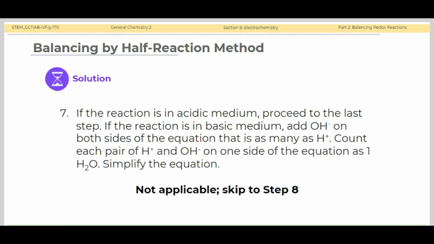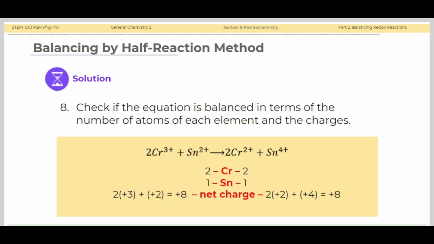7. If the reaction is in acidic medium, proceed to the last step. If the reaction is in basic medium, add 1 hydroxide ion on both sides of the equation for every hydrogen ion. Count each pair of hydrogen and hydroxide on the same side of the equation as water. Simplify the equation. This step is not applicable since the ions involved do not have oxygen and hydrogen atoms. Skip to step 8.